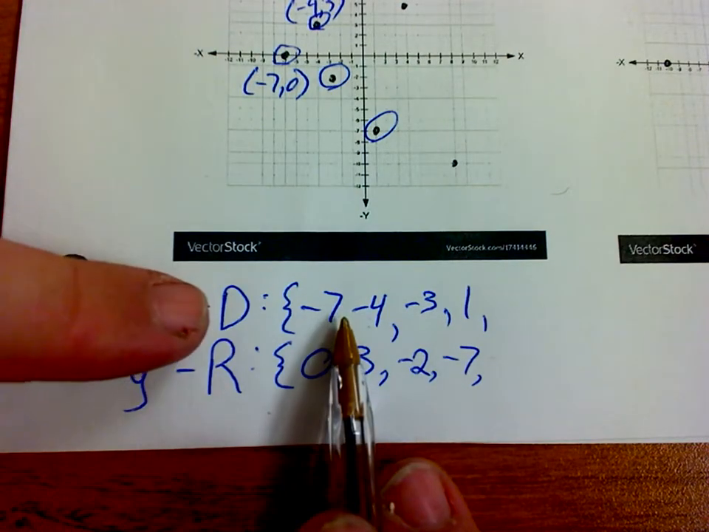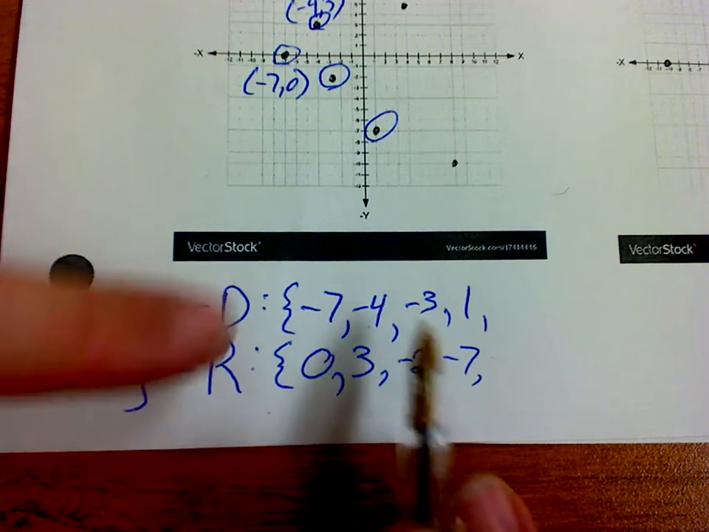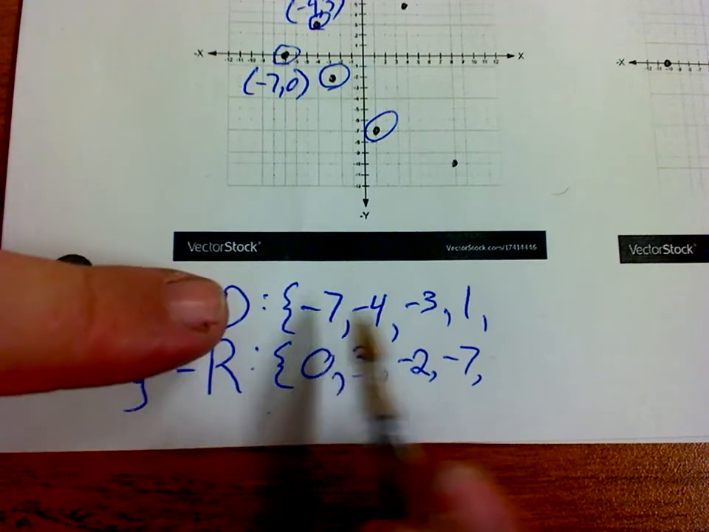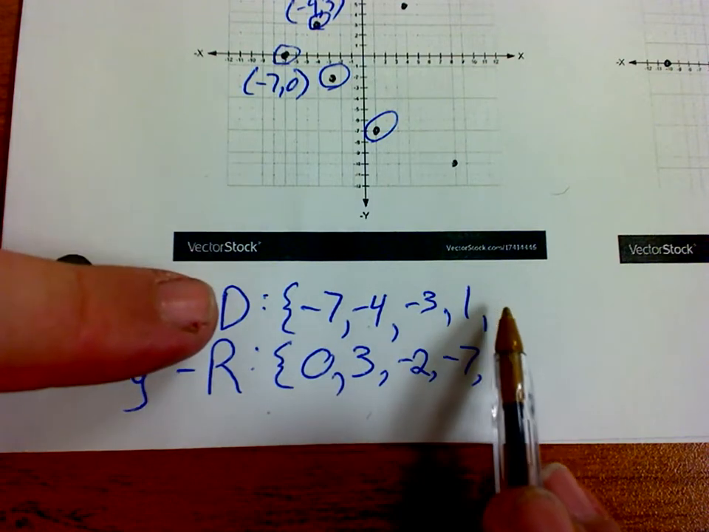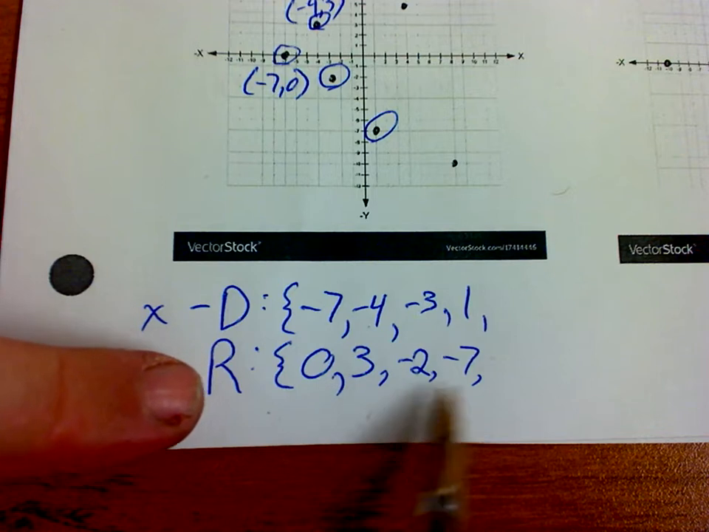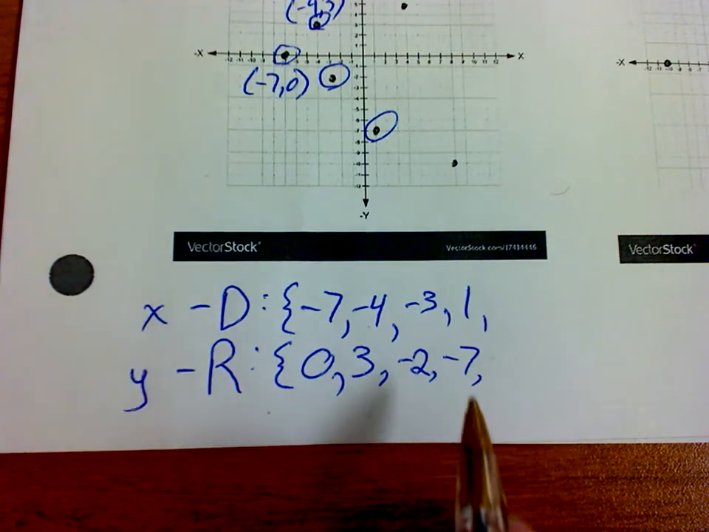This -7 is in the domain. This -7 is in the range. It's okay if we have one of each in each of these. We just don't want to write another -7 in the domain. Just like down here, we don't want to write another one that has a 0 or a 3 or a -2 or a -7 for the range.